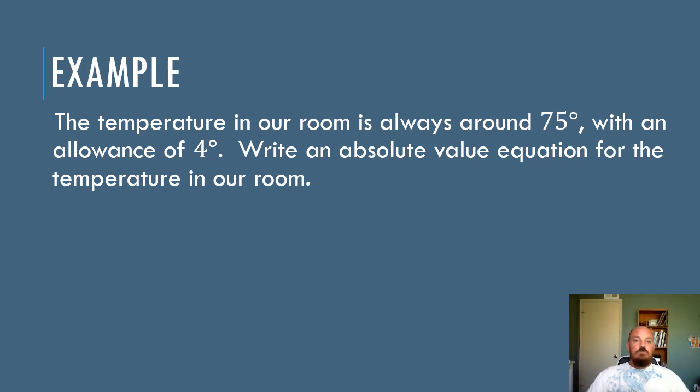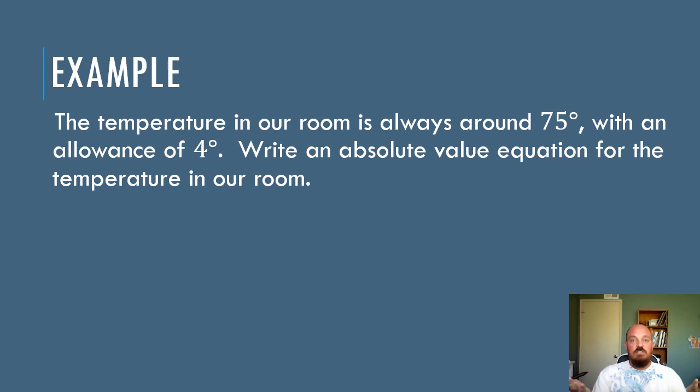So let's do this one right here. Here's a word problem. Let's say that the temperature in our classroom is always about 75 degrees, with an allowance of 4 degrees. Write an absolute value equation for the temperature in our room. So the allowance means our temperature is always about 75, but it could be up to 4 degrees more or 4 degrees less. That's what we mean by allowance.